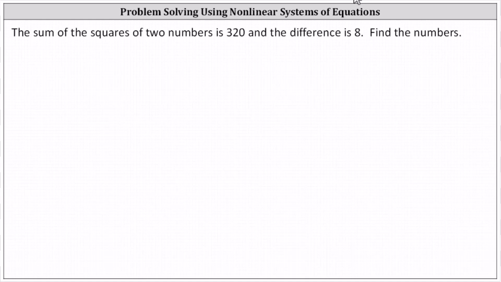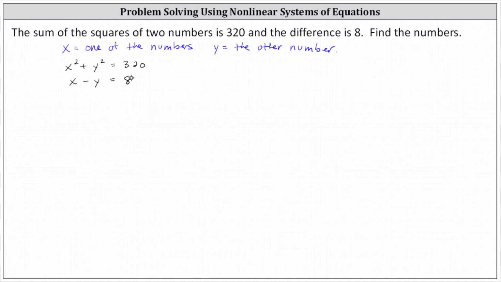The sum of the squares of two numbers is 320, and the difference is 8. Find the numbers. Let's let x equal one of the numbers and y equal the other number. From here, because the sum of the squares of the two numbers is 320, we know that x squared plus y squared equals 320. We also know the difference is 8, which means x minus y equals 8.